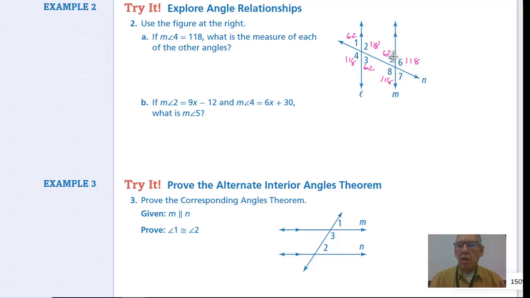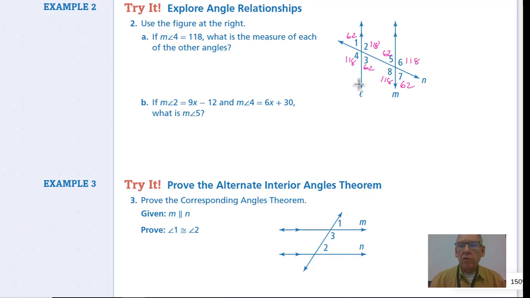And the same thing here, 7 could be 62 because of vertical angles, or it could be 62 because of being a linear pair with 8, or it could be 62 because of being a linear pair with number 6, or it could be 62 because it's in corresponding position with angle 3. So we got those. Let's look at B.